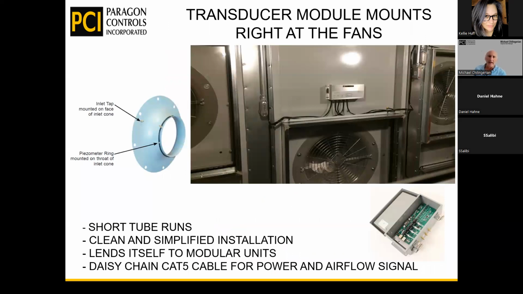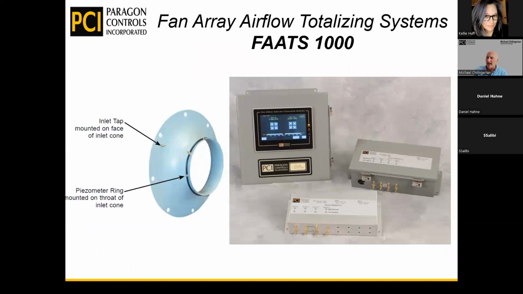The product that we have, and we'll talk about it a little bit more, is called the FATS 1000. I'll show you some more slides on it. This is for a larger fan project. We're taking that venturi, taking the taps, and mounting a transducer right near the fans, having short tube runs. It's a clean and simple method, a very modular method of doing it. This is what the FATS 1000 looks like.